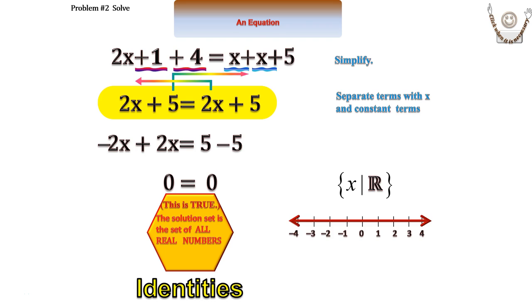So as you see, all values for x are possible to use for this equation, and this is why we call it an identity. How many solutions? Infinitely many. All real numbers are solutions for this equation.